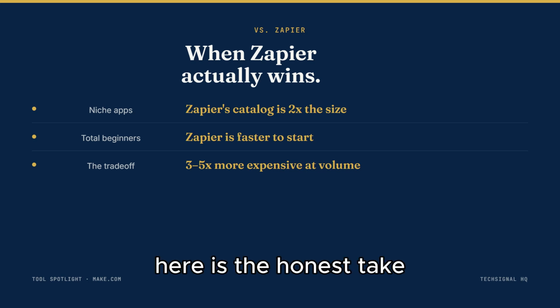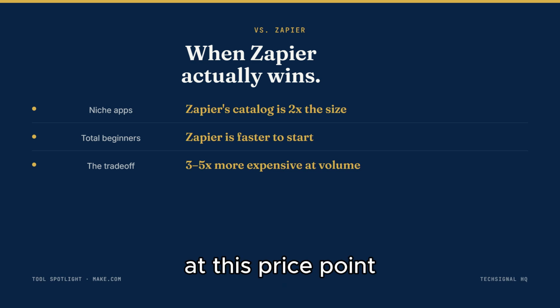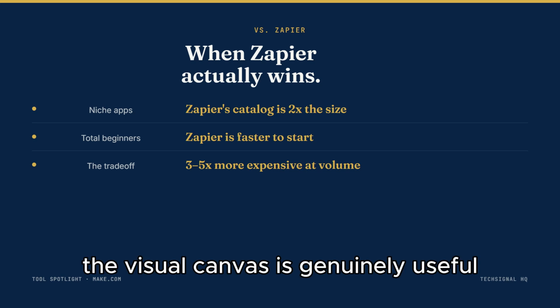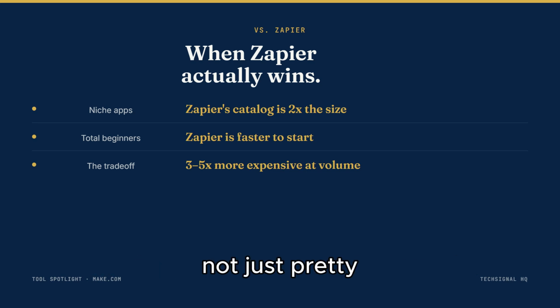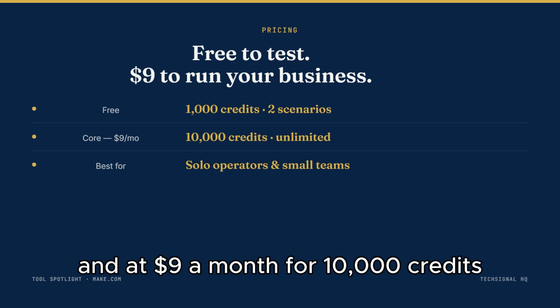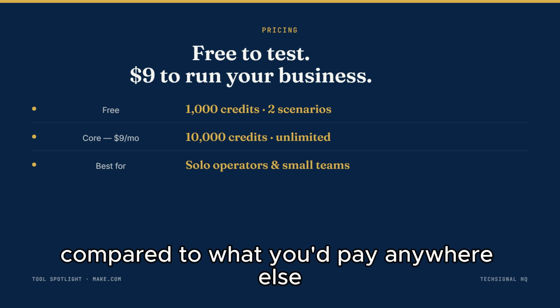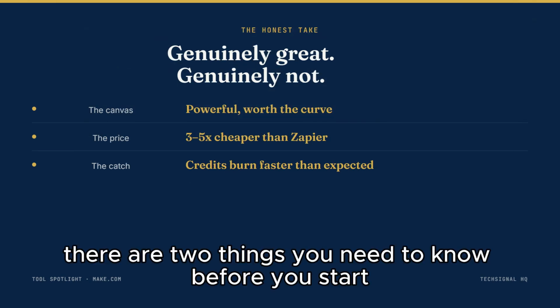Here is the honest take. Make is the best automation platform available at this price point. The visual canvas is genuinely useful, not just pretty. The AI integrations are real and they work. And at $9 a month for 10,000 credits, the value is hard to argue with compared to what you'd pay anywhere else. But there are 2 things you need to know before you start.